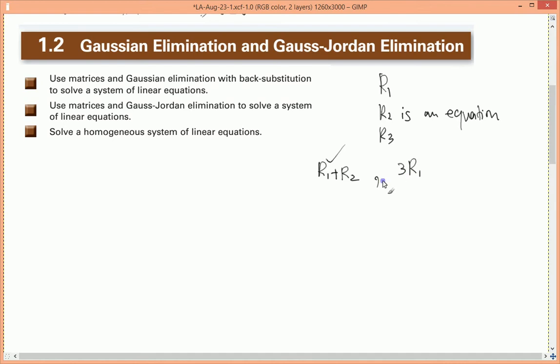These things are called abstract vectors. So linear algebra is basically the study of vectors in abstract form. So R1 is now called an abstract vector, an equation, but it has a fancier name, right? So it's the same thing.